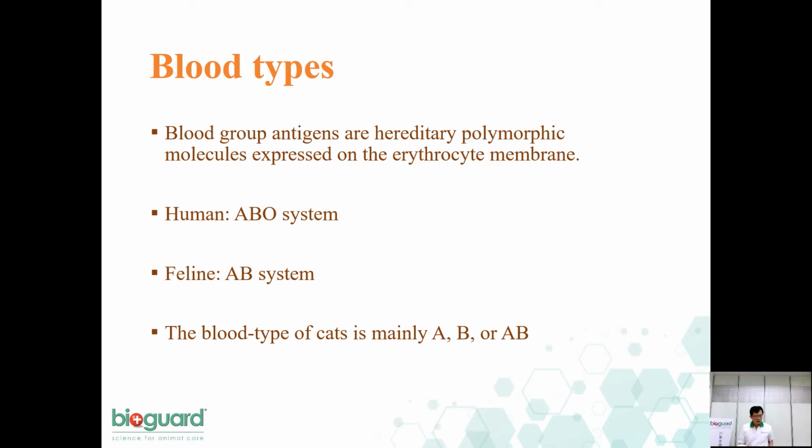Today's topic, we'll talk about the feline blood types. The blood types are determined by the antigen presented on the membrane of red blood cells. They are dietary polymorphic molecules. In humans, we use the ABO system to determine blood groups. In felines, we use the AB system to decide the blood types. However, there is no relationship between the human ABO system and the feline AB system. In felines, the cat blood may be A, B, or AB blood types.